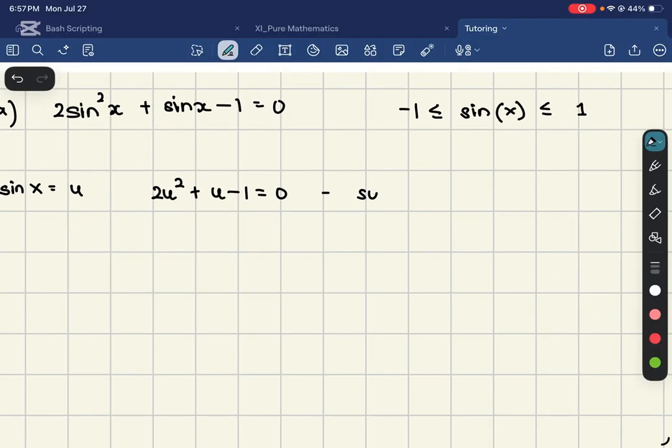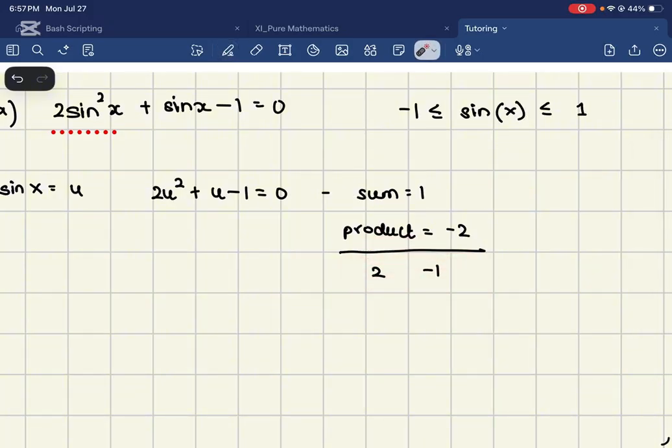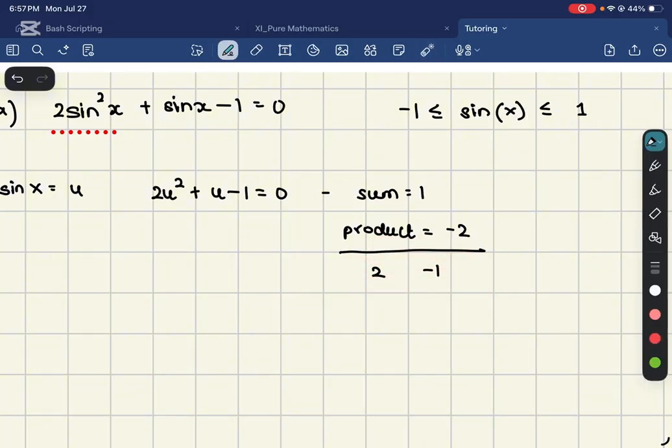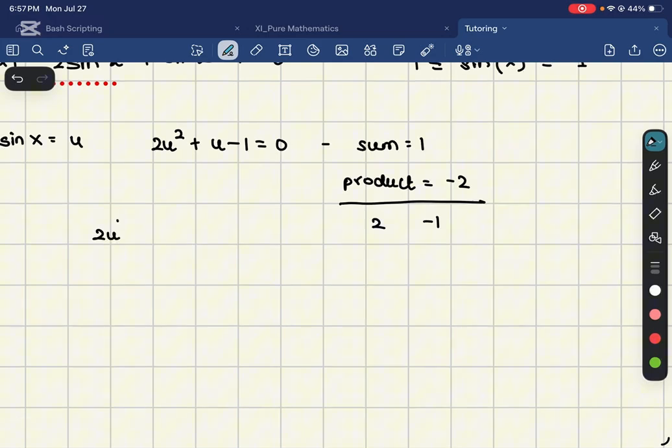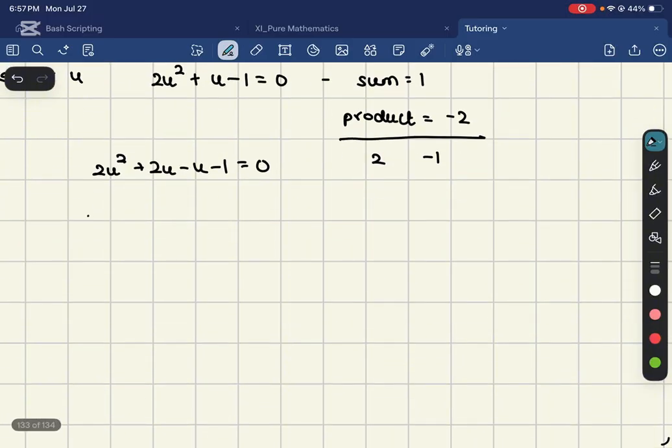So when I look at this, I see that my sum is 1, and my product is equal to -2. And my two numbers can be 2 and -1, right? If you add these two together, the sum is 1, and the product is -2. So now I can write this as 2u squared plus 2u minus u minus 1 is equal to 0. And from this, I can factor out a 2u from the first two terms. So this is using the factorization method that we already discussed. So I get u plus 1. I factor out a -1, and I get a u plus 1 here.